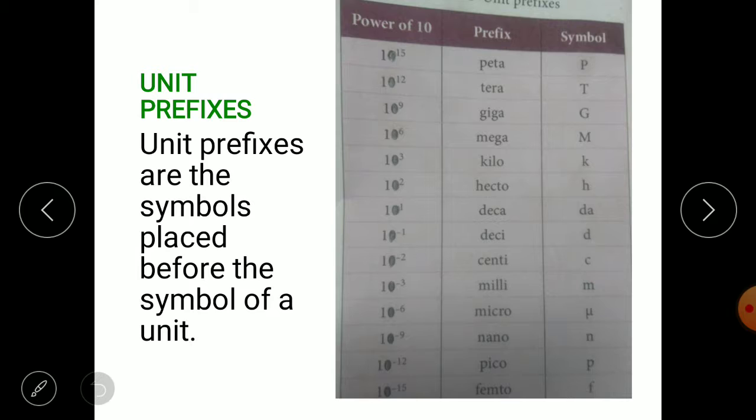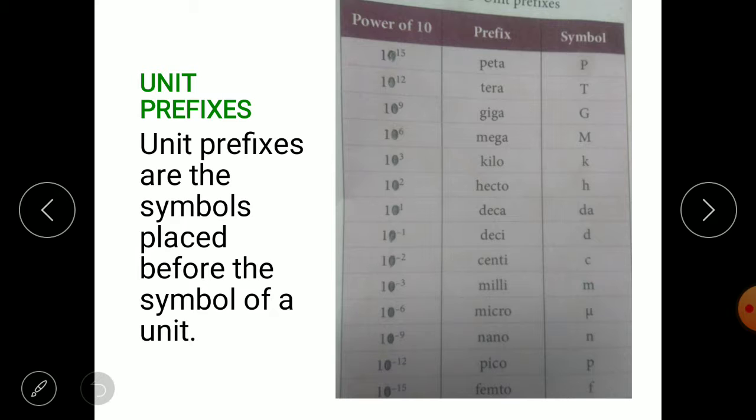And the last one is another thing we learned, that is unit prefix. In your English you know the word prefix. Prefix means if we add a word before the word. For example, lucky is a word, and we write unlucky, so un is a prefix. So here we are using the unit prefix. What is the unit prefix? That is a symbol that is placed before the symbol of a unit. It is also a symbol, but we are placing it before the symbol of units.